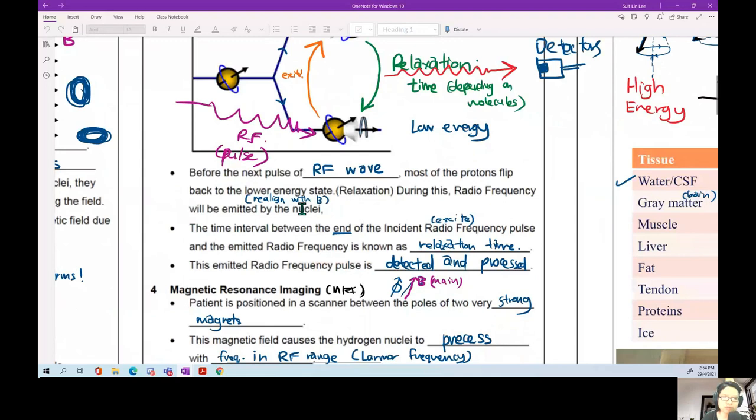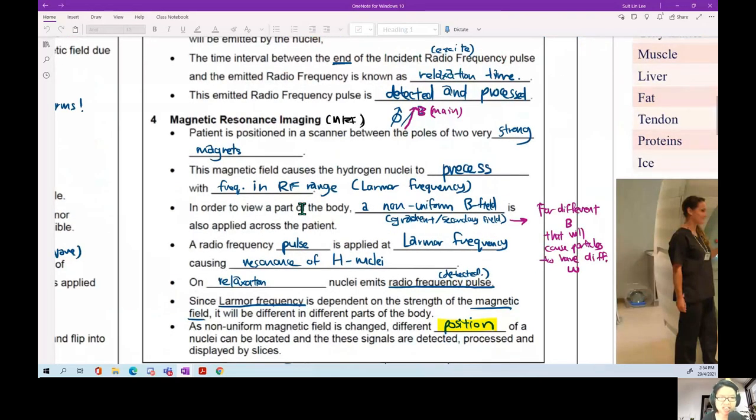So how do we use all of this together? We put this together and we write the 8-mark essay. So first, we need the hydrogen nuclei to queue up, please. Okay, so to queue up the hydrogen particles, I'm going to put the patient in a scanner between the poles of two very strong magnets. This strong magnetic field causes the hydrogen nuclei to queue up, but you cannot use the word queue up or stand in line because that is not the scientific word.